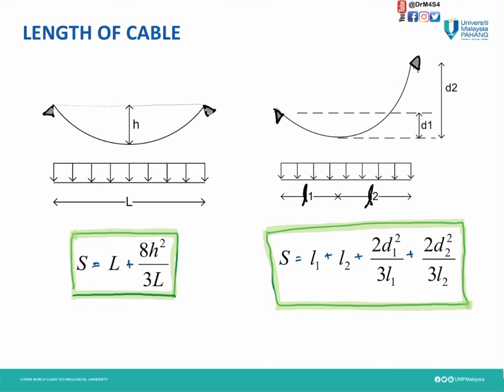So how about the length of cable? For the symmetrical case, at the same level of the support, we're going to use this formula, S equals L plus 8H square divided by 3L. However, for different support levels, we're going to use this S.